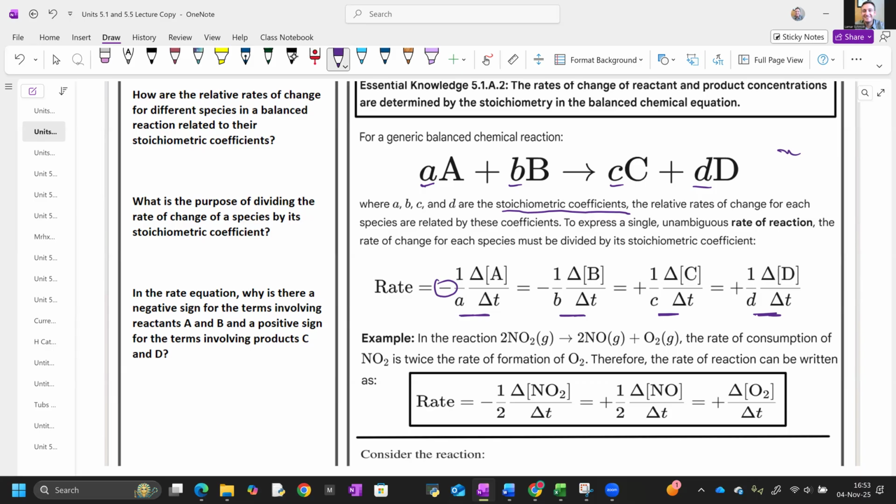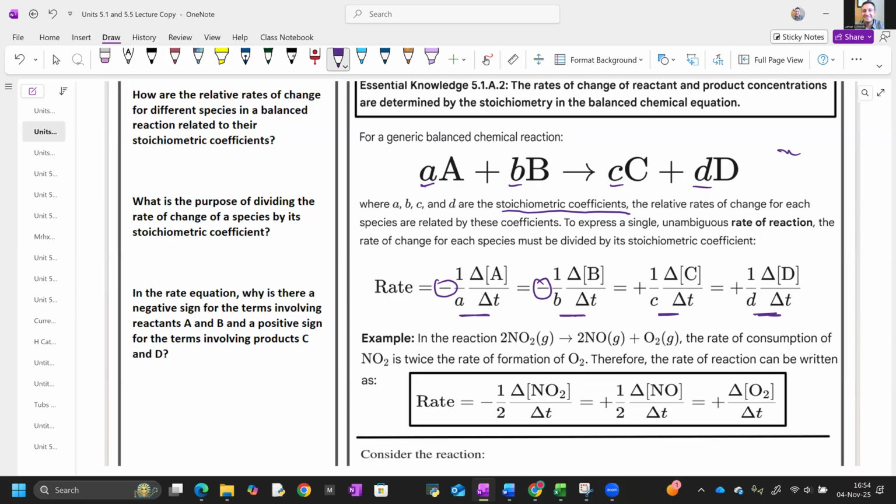Okay, and then we go into B and we see the same thing. It's 1 over b, lowercase b being the coefficient. Again, we notice that it's a negative sign. Why is it a negative sign? Because B is a reactant, and the reactant concentration is going to be a negative change with regard to time, meaning that the final concentration is going to be lower, or a smaller value, than the initial concentration.